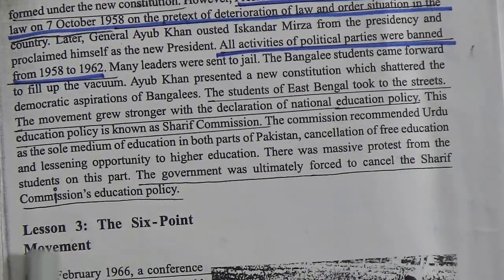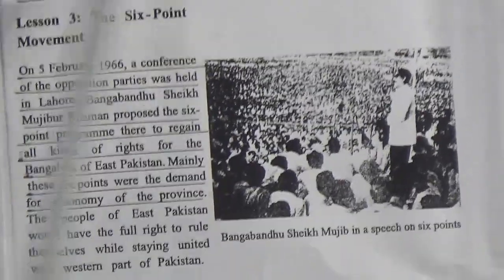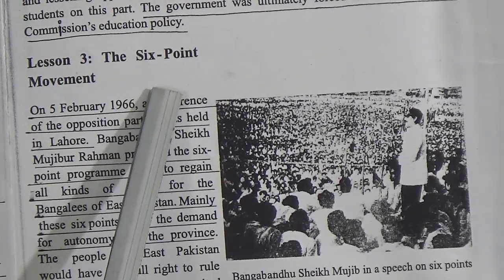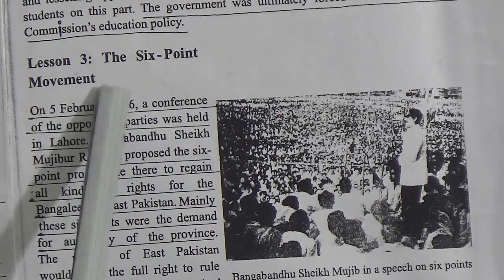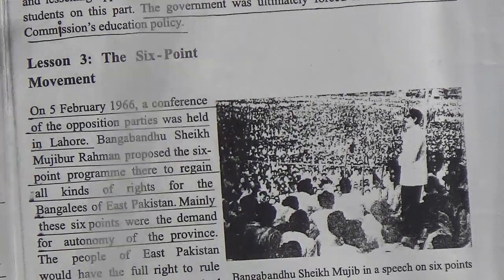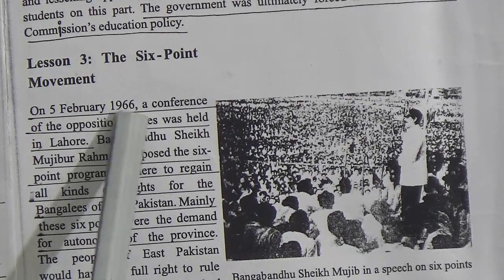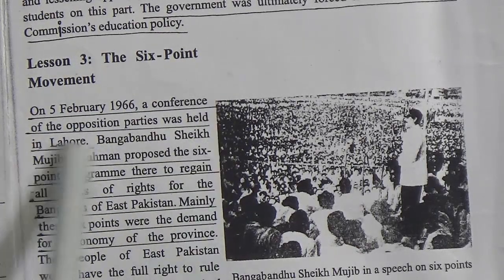Okay, and lesson 3, the 6-point movement. We know the 6-point movement was the key point of the independence of Bangladesh. It is called the Charter of Bengalis' Emancipation. Now let's start: on 5 February 1966, a conference of the opposition parties was held in Lahore.